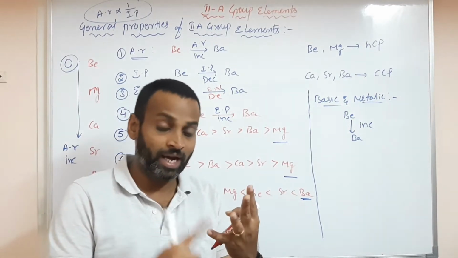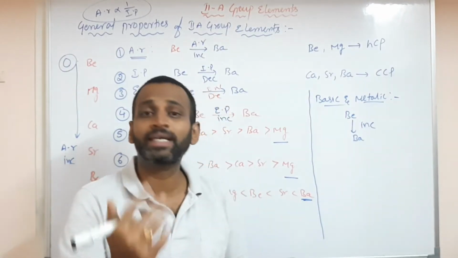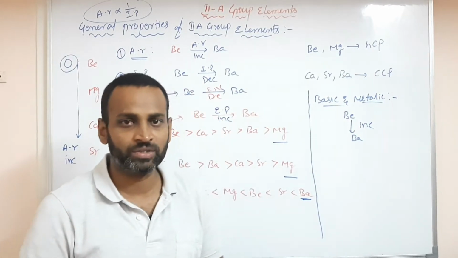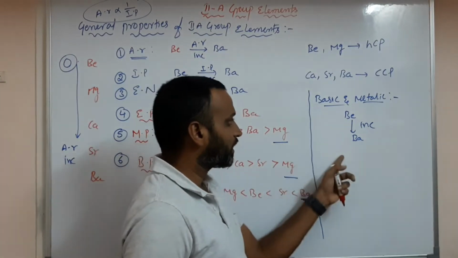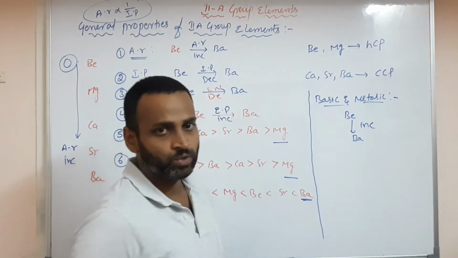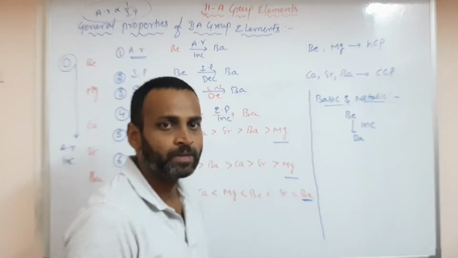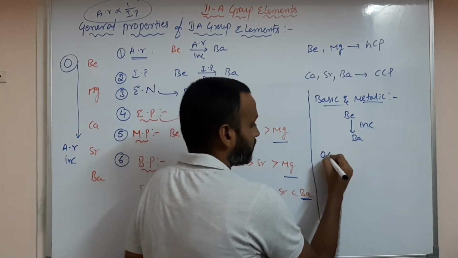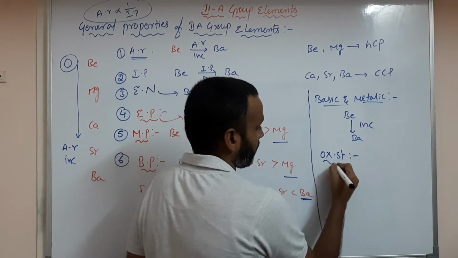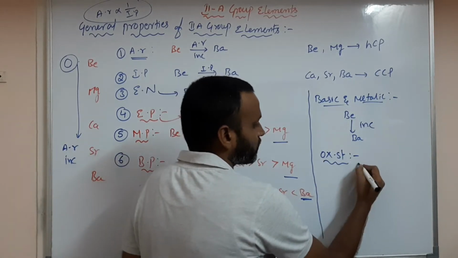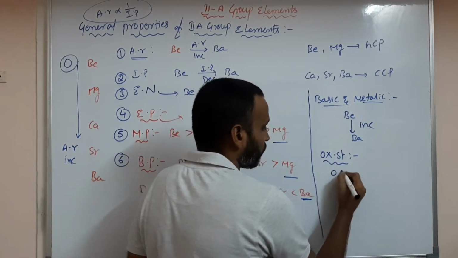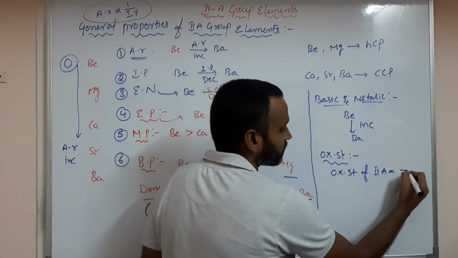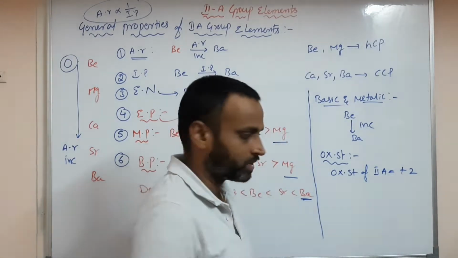Understanding? That's why they have IP1 and IP2, because of their electronic configuration, ns2 is the general electronic configuration. As we go down, they have a greater tendency to lose electrons because IP is decreasing, so less energy is required to remove an electron. And come to oxidation state. Next point: the oxidation state of 2A group elements is always +2.